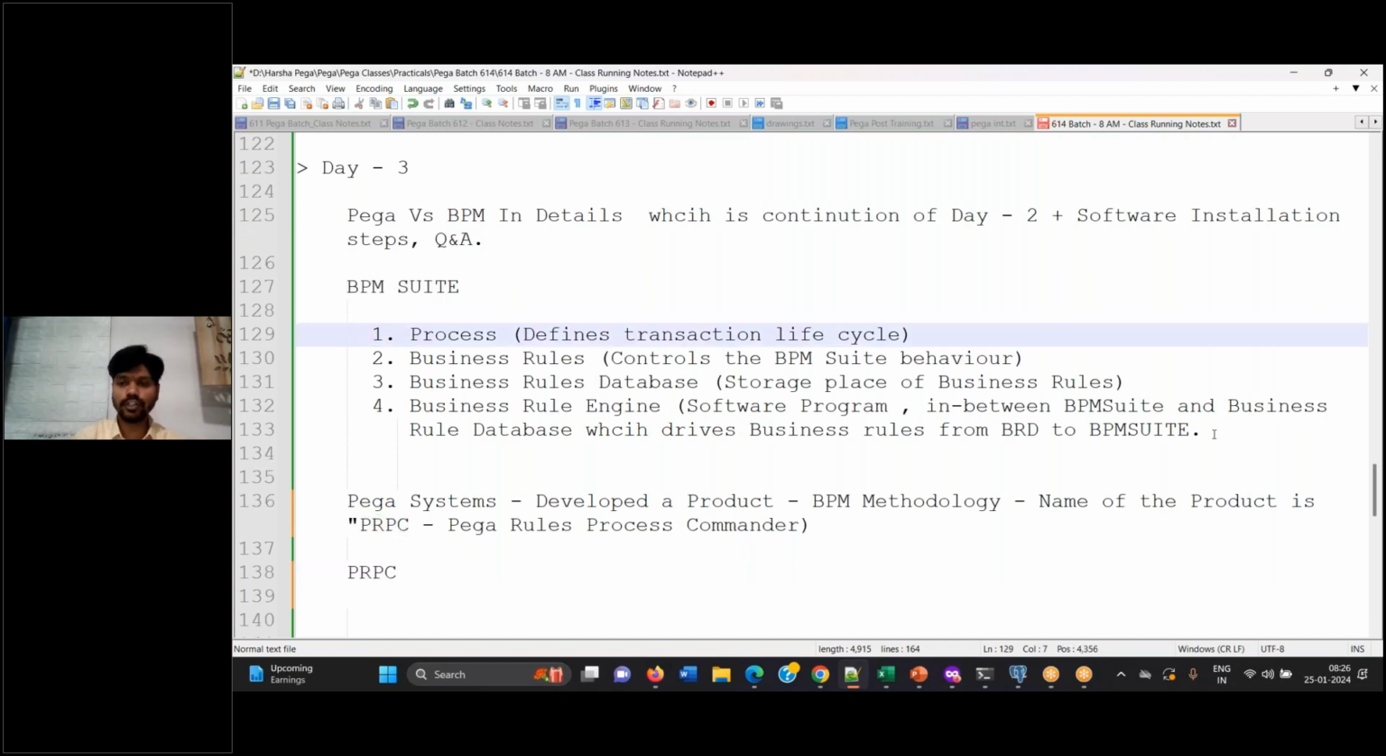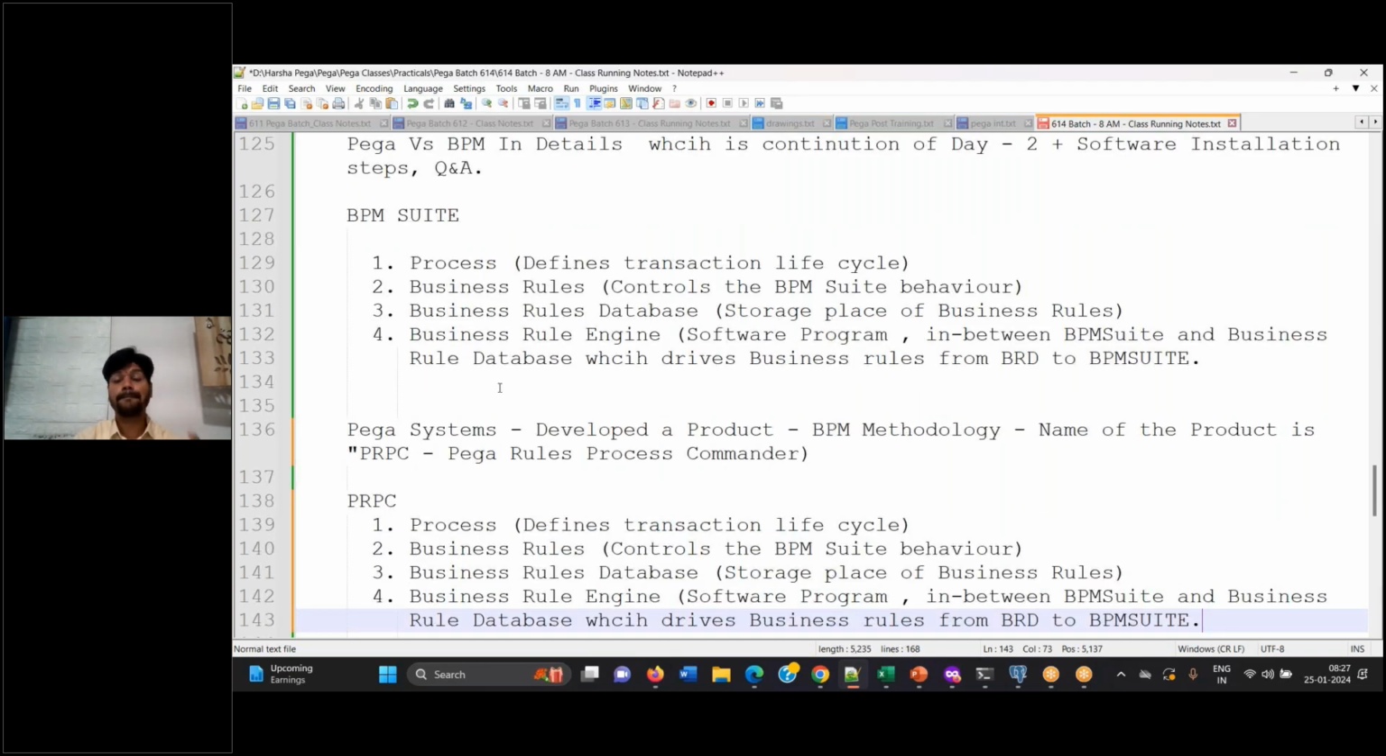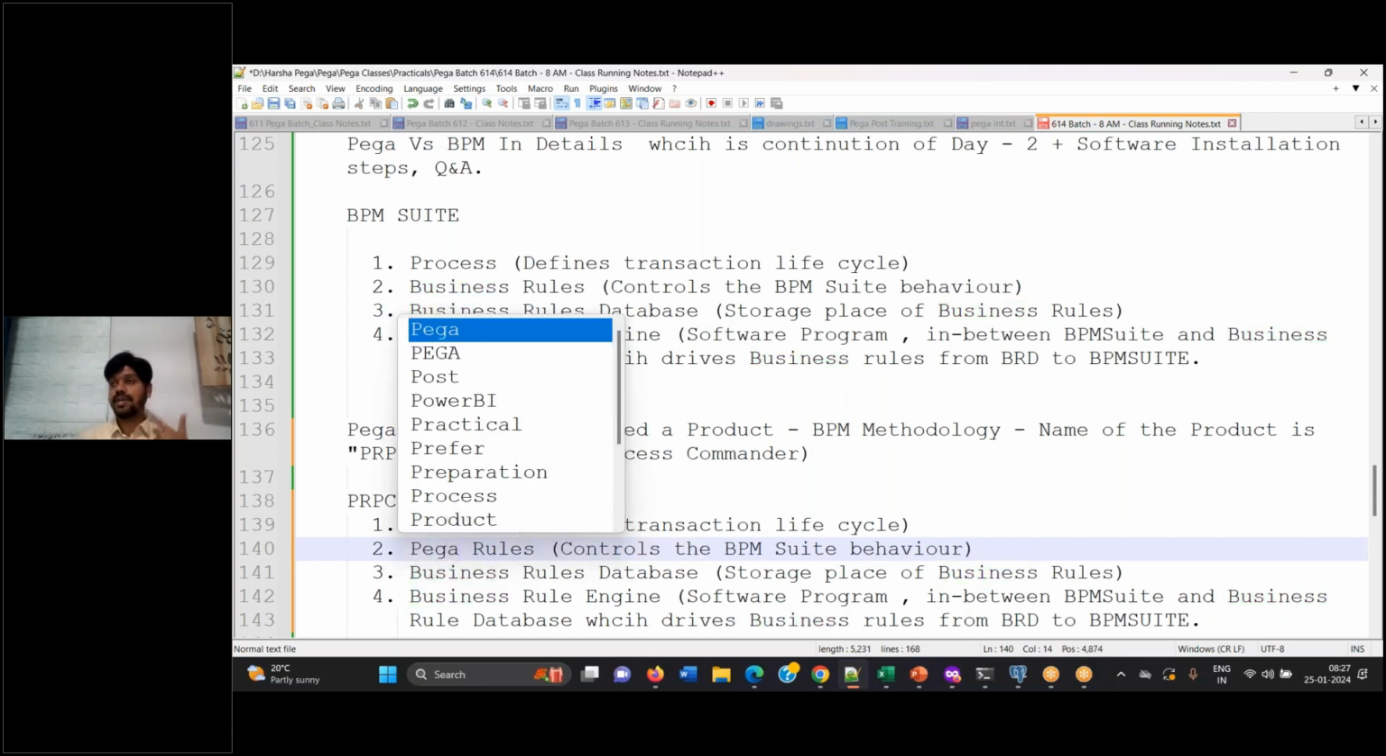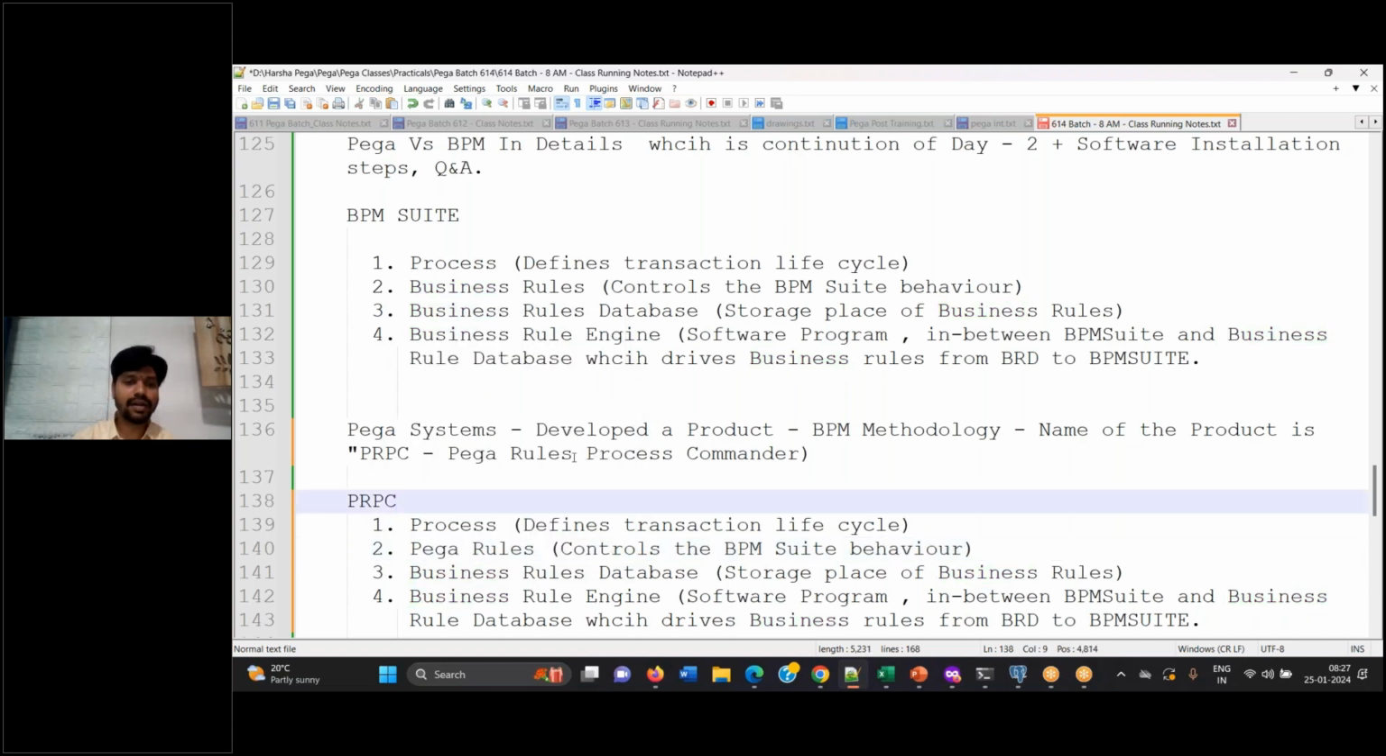All these four should be available here also, no? Yes or no, online students? But here they can give their own naming terminology. I am developing my BPM product. I can give my own naming convention, no? Matching means behavior will be the same, but my own naming convention. Process in BPM suite, here also process defines the transaction lifecycle. Business rules they are calling in general. I will call it PEGA rules, my own terminology. You got the first part of the tool name. Business rules here is equal to PEGA rules, the first part of the tool name.